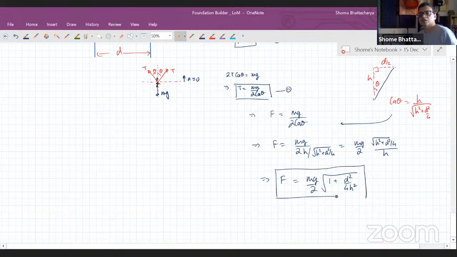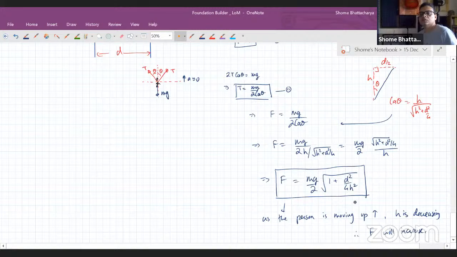So in this you can see, as the person is moving up, h is decreasing. Therefore F will increase. You can see in the formula here, if this denominator is decreasing, this whole quantity is increasing. So as h is decreasing, 1 by h square increases. So therefore 1 plus d square by 4h square increases. So therefore F increases as h decreases.